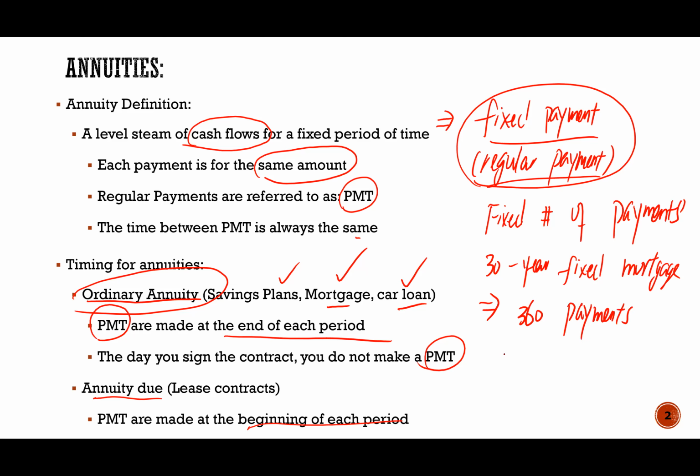How do you know it's 360? It's compounding monthly, so 12 compounding periods per year times 30 years, right? So it becomes 360 payments. That's how you arrive at the total payments. Maybe a 15-year fixed mortgage, that'll be 15 times 12, 180 payments to the bank, fixed payments.